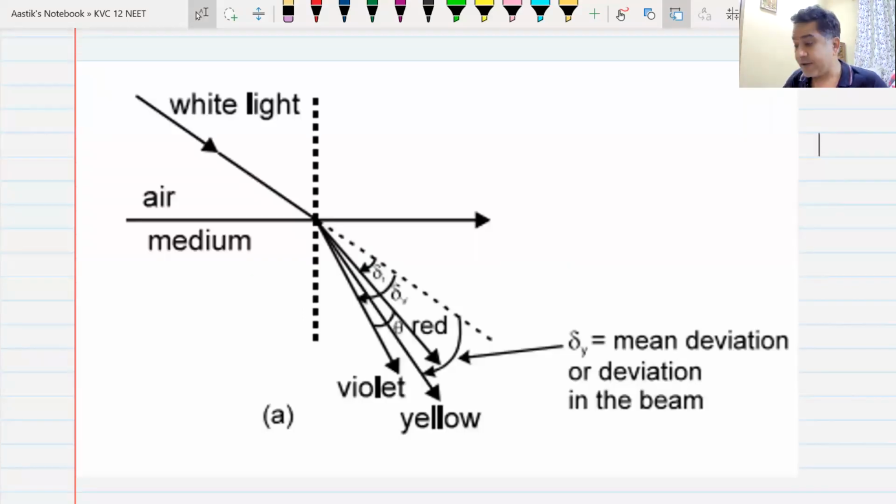Okay, fine. Now again the same diagram, and what we get to see here is that there is delta red.